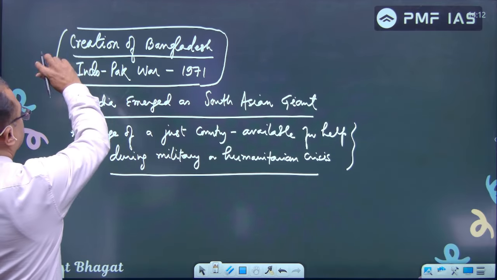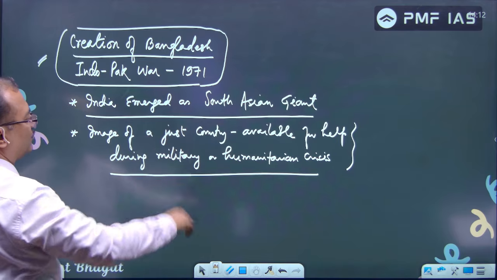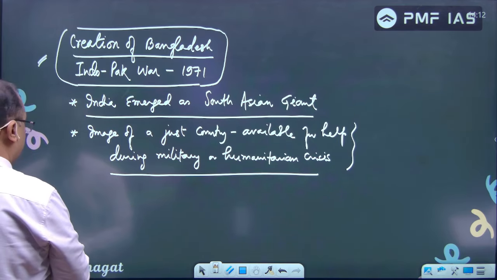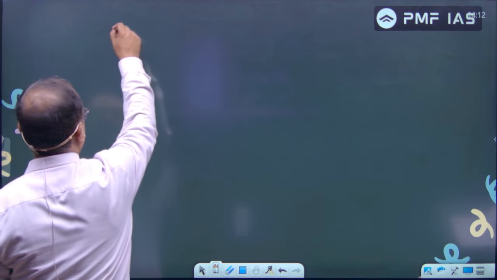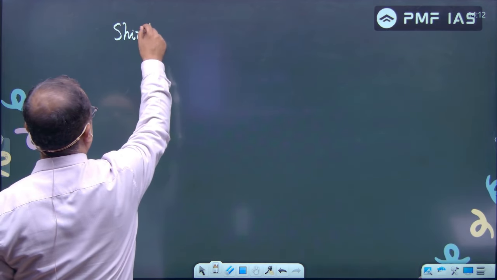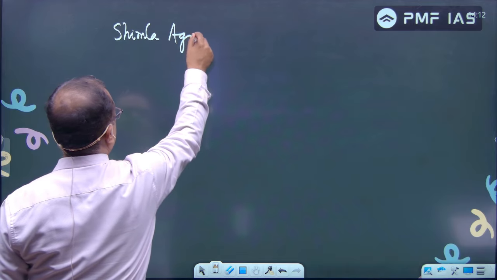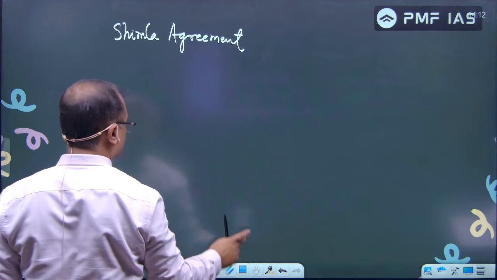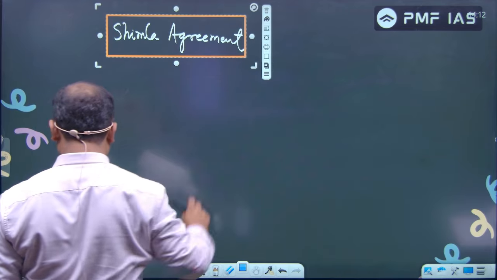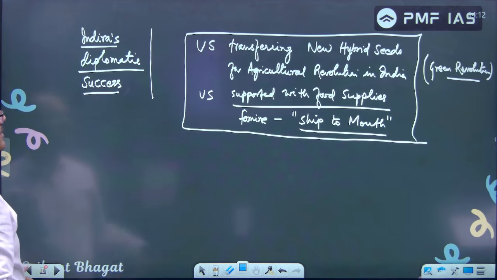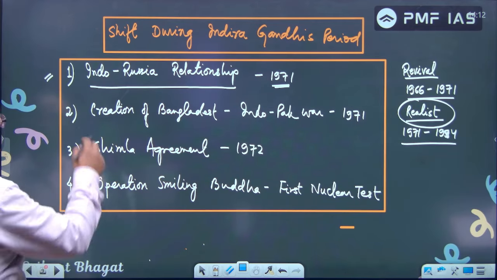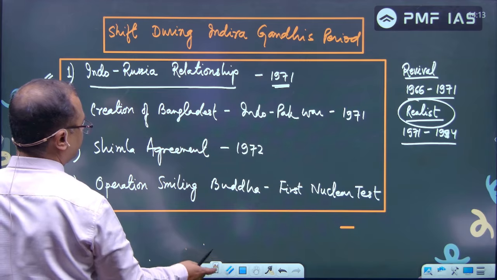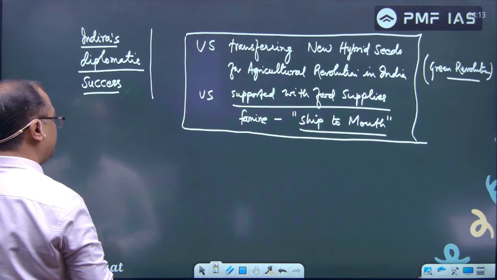So Indira Gandhi's achievement of this was the Indo-Pak War of 1971. After the war, an agreement took place. It's called the Simla Agreement. The Simla Agreement is relevant even today, discussed even today. Okay, so we discussed these 2 points. Now we'll discuss the Simla Agreement 1972, Indira Gandhi's period.